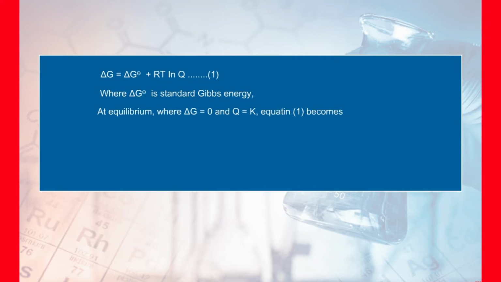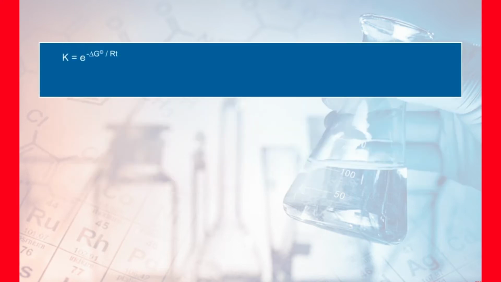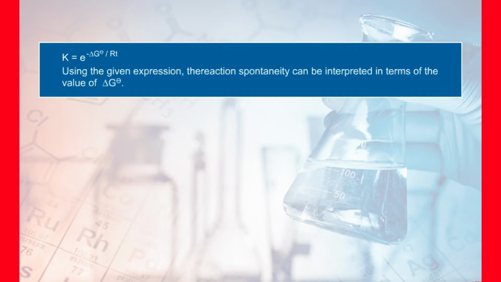At equilibrium, when delta G is 0 and the equilibrium constant is equal to the reaction quotient, equation 1 becomes log K is equal to minus delta G theta over RT. Taking anti-log on both sides, we obtain the expression K is equal to exponential of minus delta G theta over RT. Using the given expression, the reaction spontaneity can be interpreted in terms of the value of standard Gibbs energy change.